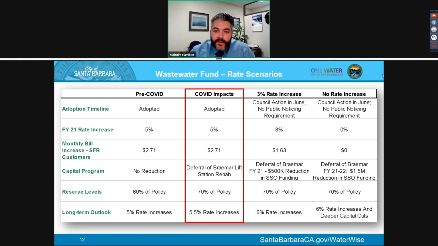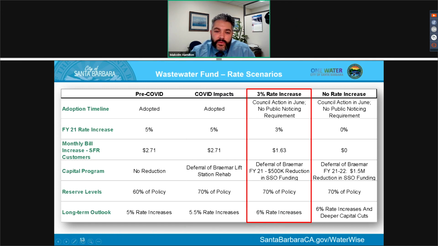Thank you, Ms. Flessy. So going on to the 3% rate increase for the wastewater program, because the rates are already adopted, we would need a council action in June. We wouldn't have to publicly notice, so we could do that pretty quickly because the rates that are adopted are higher than what we would actually adopt in June. The monthly bill impact is about $1.63 if you only do a 3% rate increase. We're deferring Braemar in the capital program, and in addition, we're cutting $500,000 out of the sanitary sewer overflow compliance line item, which has impacts of its own.